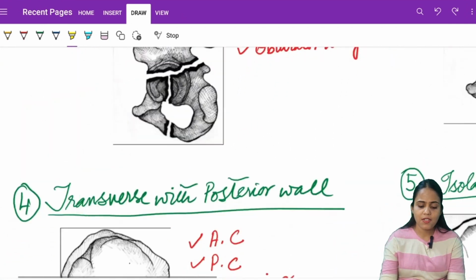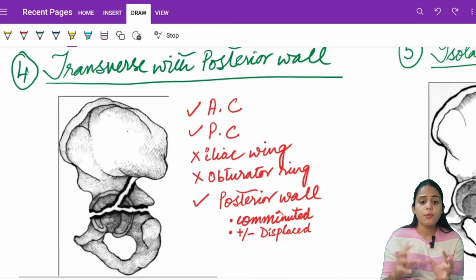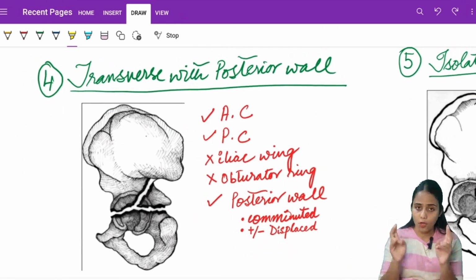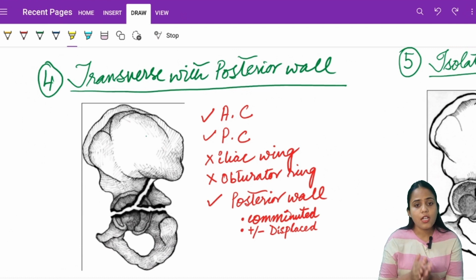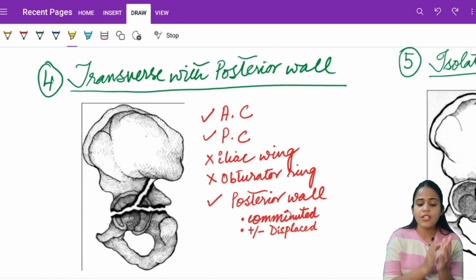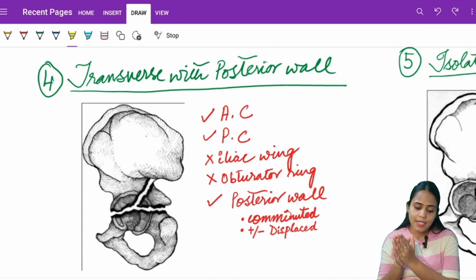Let's move on to the next fracture, which is a transverse fracture, but there is extension now to the posterior wall. Not the posterior column here, I am talking about the posterior wall. So here, just like the transverse fracture, anterior column is involved, posterior column is involved, iliac wing and obturator rings are not involved, but as an extension, there can be a fracture of the posterior wall, which is usually comminuted and may or may not be displaced.